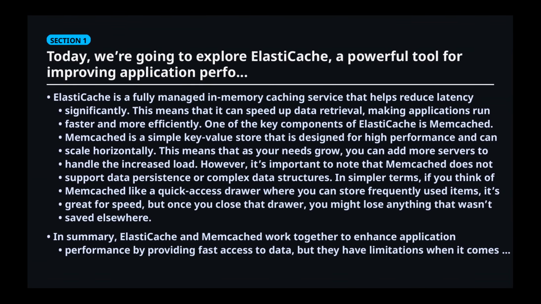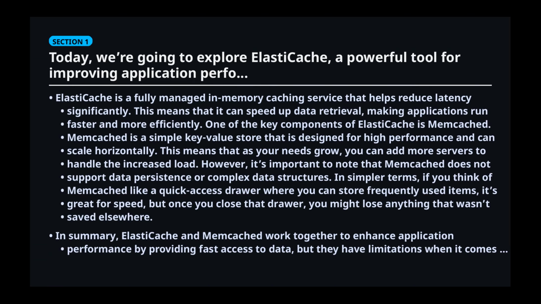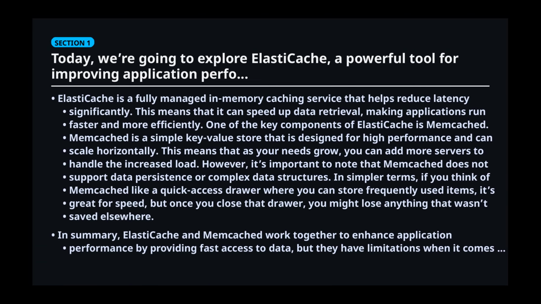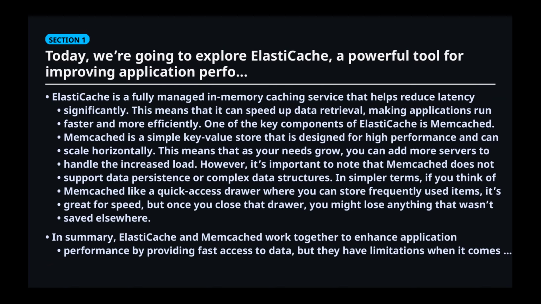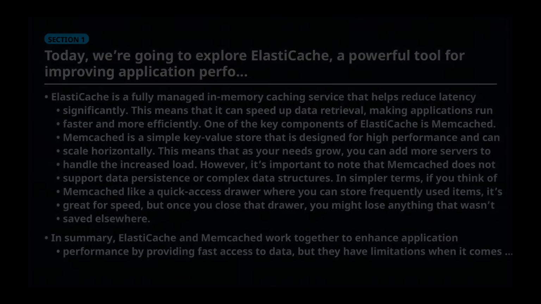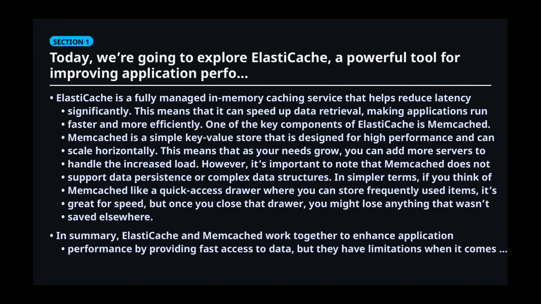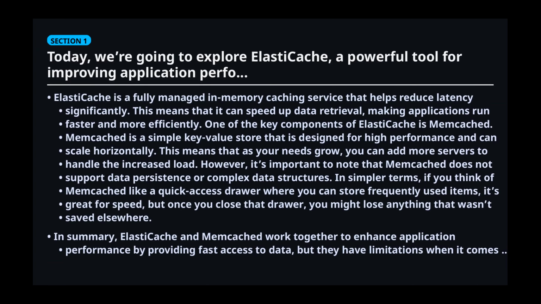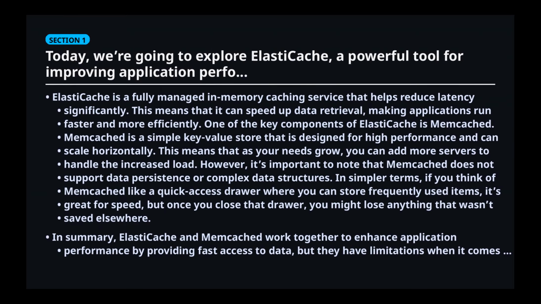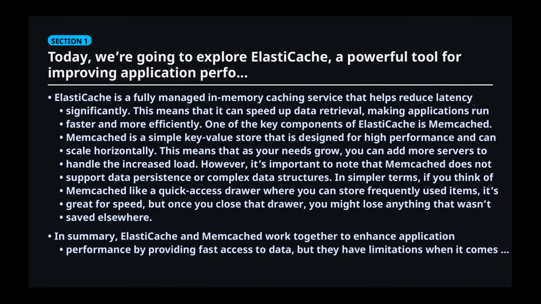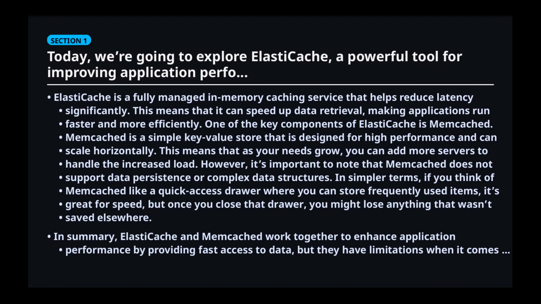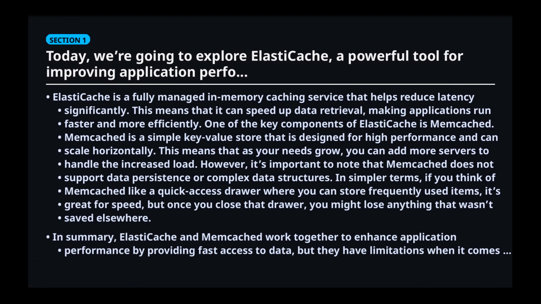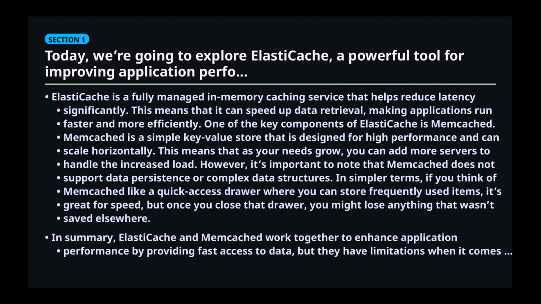In simpler terms, if you think of Memcached like a quick access drawer where you can store frequently used items, it's great for speed, but once you close that drawer, you might lose anything that wasn't saved elsewhere. In summary, ElastiCache and Memcached work together to enhance application performance by providing fast access to data, but they have limitations when it comes to data storage and complexity.